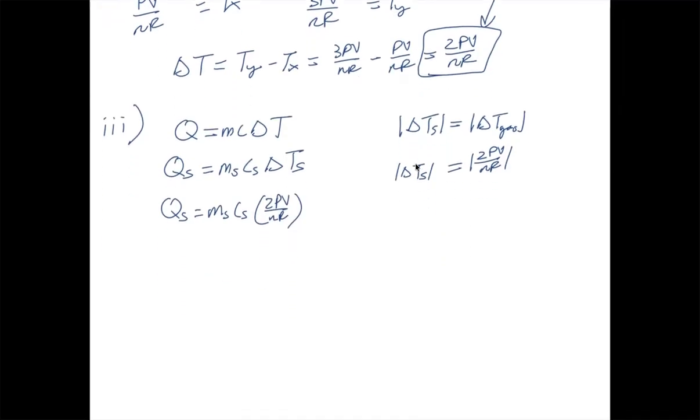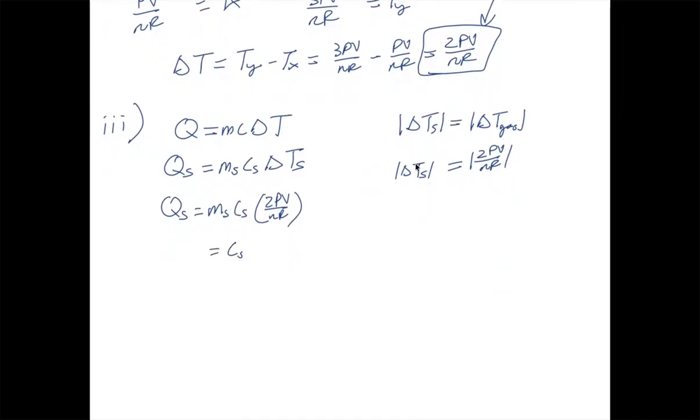So therefore, the specific heat expression should be Q sub s over M sub s divided by 2PV over nR. And that should be it.